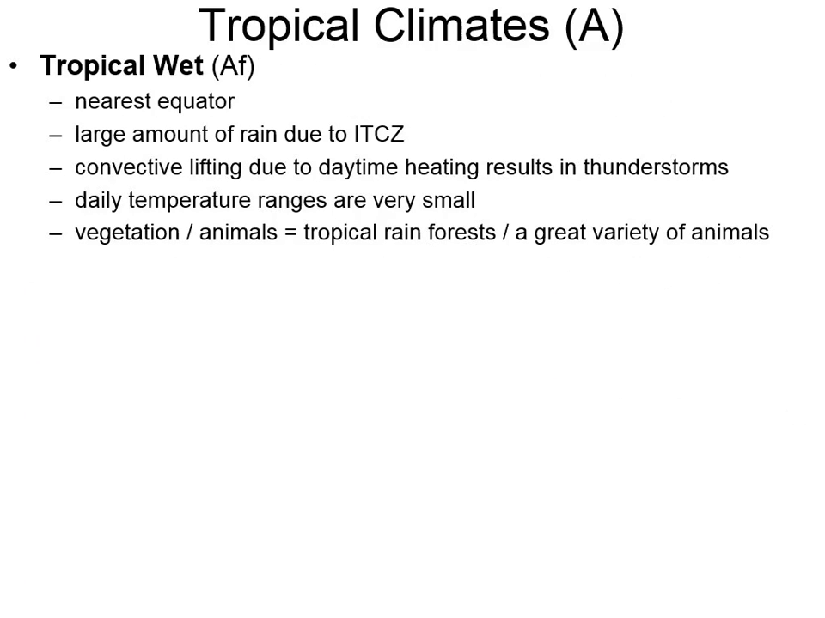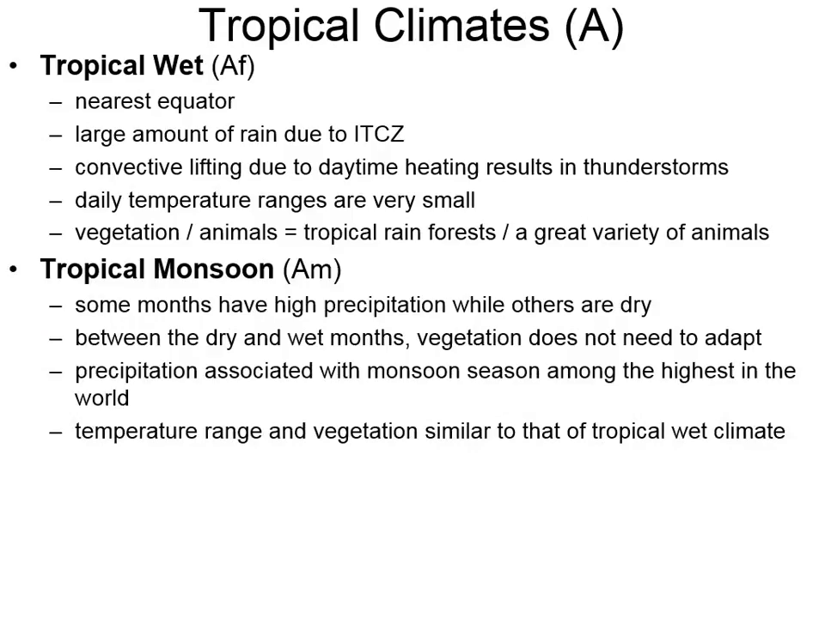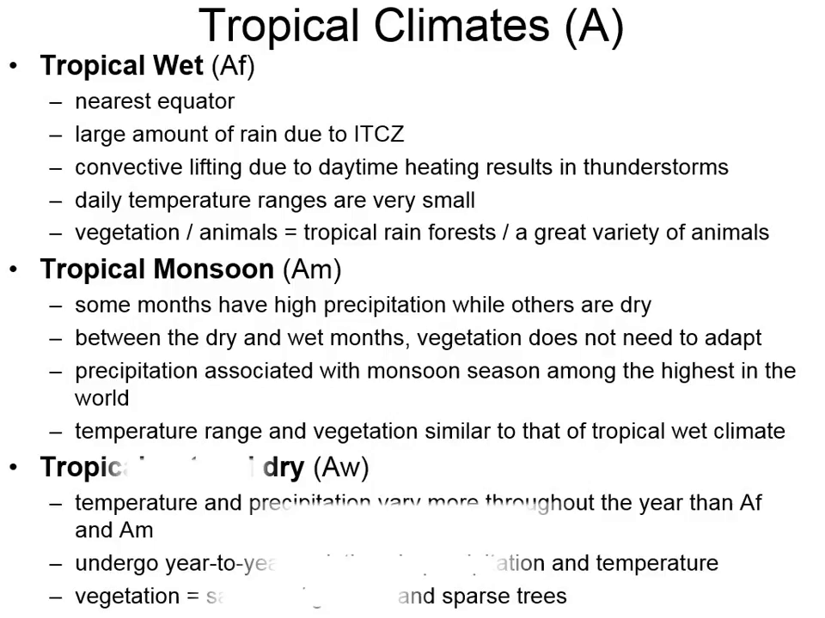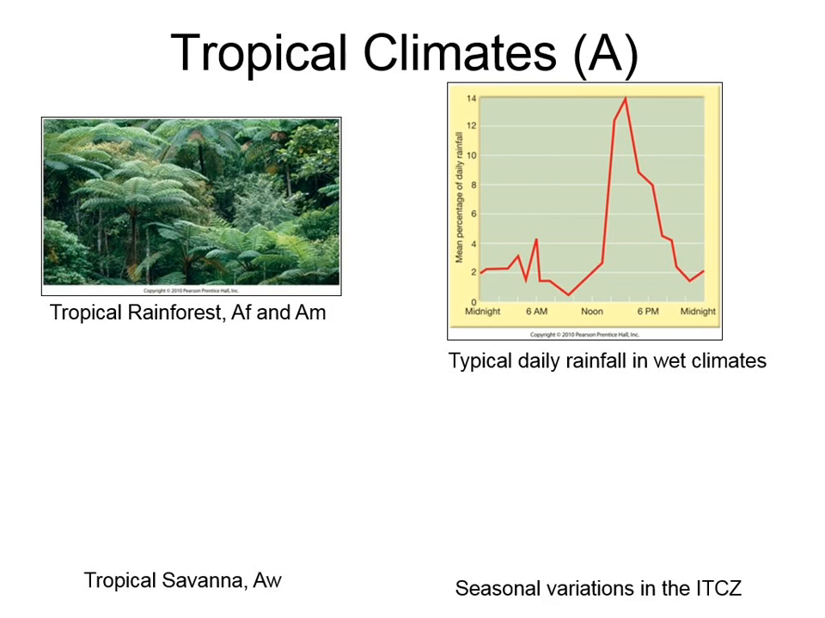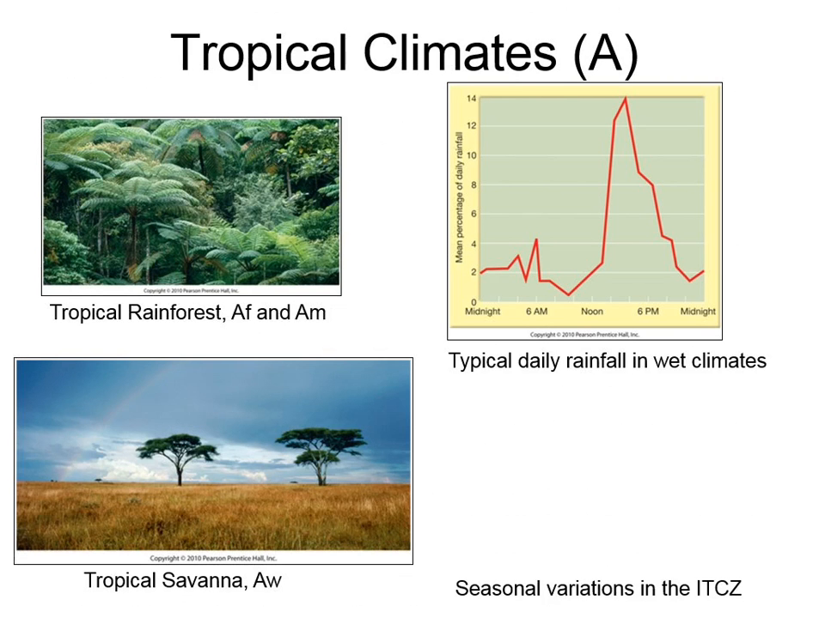So the AF is wet and near the intertropical convergence zone. The AM has monsoon seasons. Remember, that means just a dry season and a wet season, and that's because the intertropical convergence zone is migrating north or south as the Earth orbits the sun. And then the third type of climate is wet and dry. Those are the savannas. Those are with the giraffes and stuff, right? So just some pictures of A-type climates.